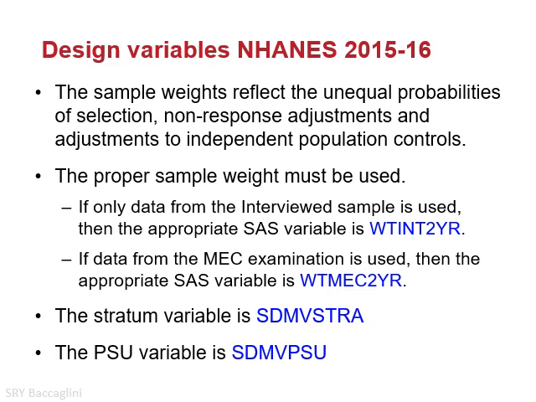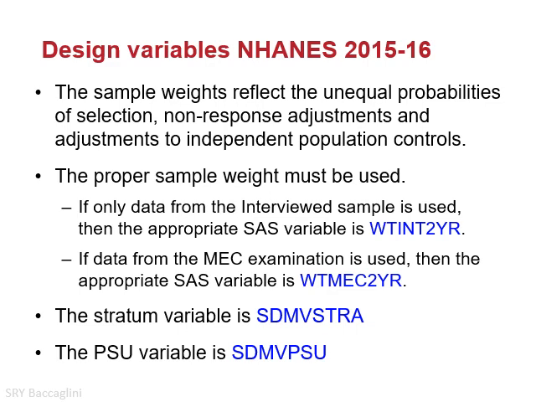So, for example, in enhanced, we'll have the different variables listed, and the sample weights will represent the unequal probabilities of selection, nonresponse adjustments, and adjustments to independent population controls. So we are going to account for the fact that each person represents a certain number of people, and their probability of being selected is also different.